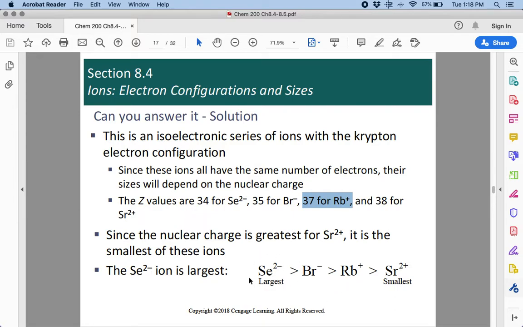So we would have our selenide as our largest and our strontium as our smallest, and we'd go in that order.